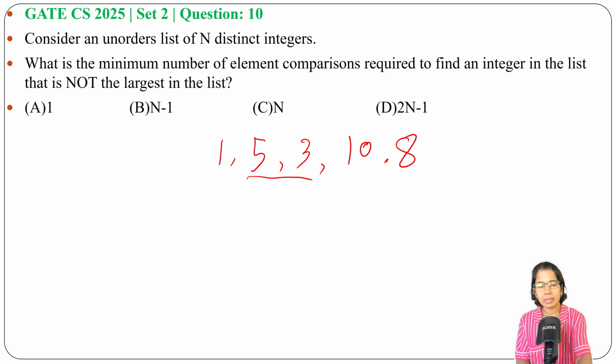Or we can take 10 and 8. Now 8 is smaller, so we can say 8 is not the largest. So just two element comparison, that will be order of 1 time. Answer will be option A.